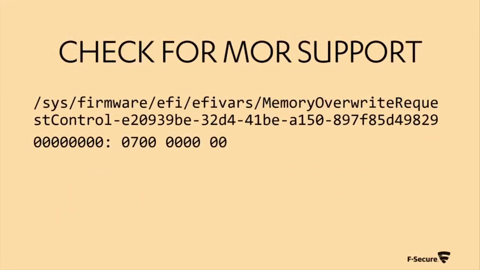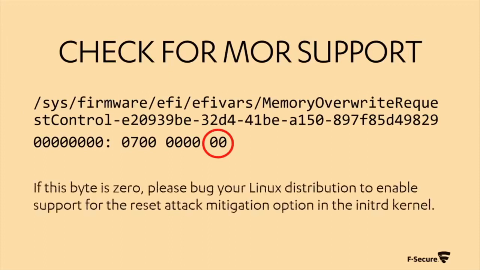So if you want to check for the support in your system, hex dump that file in the sysfs file system and check the value there. If it's a 0, then the MOR bit is not set, which means that your Linux vendor should probably have a look at enabling that in the kernel.